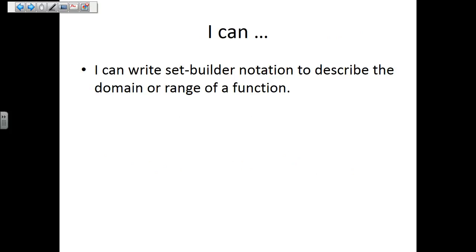Okay, so here's our I can statement. I want to revisit that. Can you write set builder notation to describe the domain or range of a function? All I'm really worried about, can you write set builder notation? If you're looking at this and you're going, well, I can do that, but I don't know what the domain and range of a function is, we'll talk about that later.